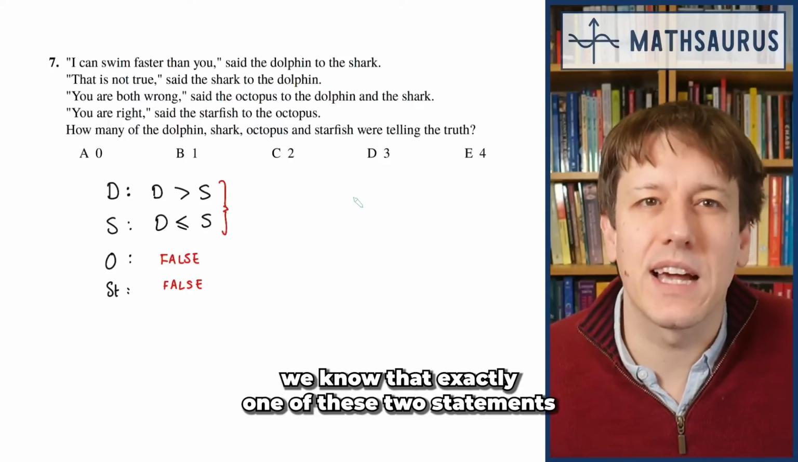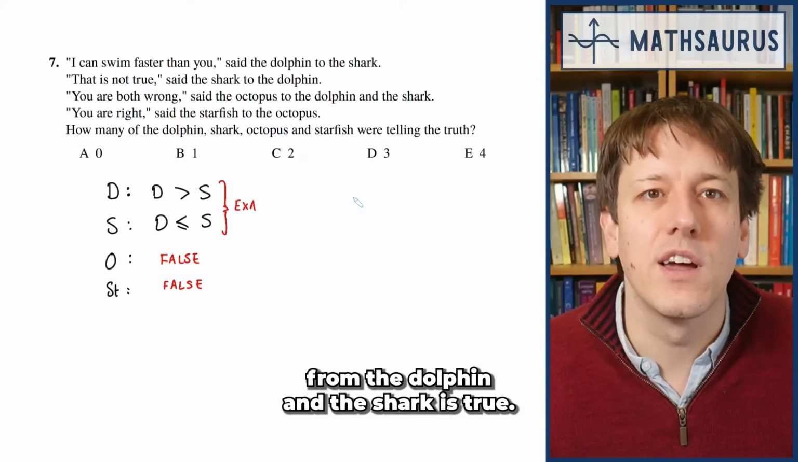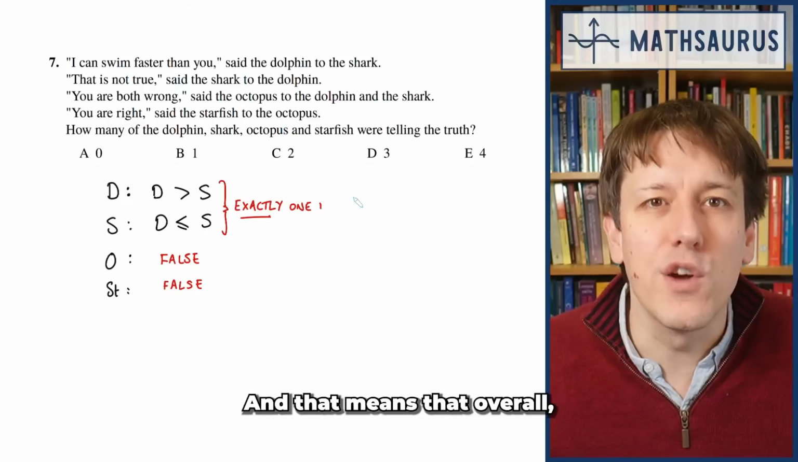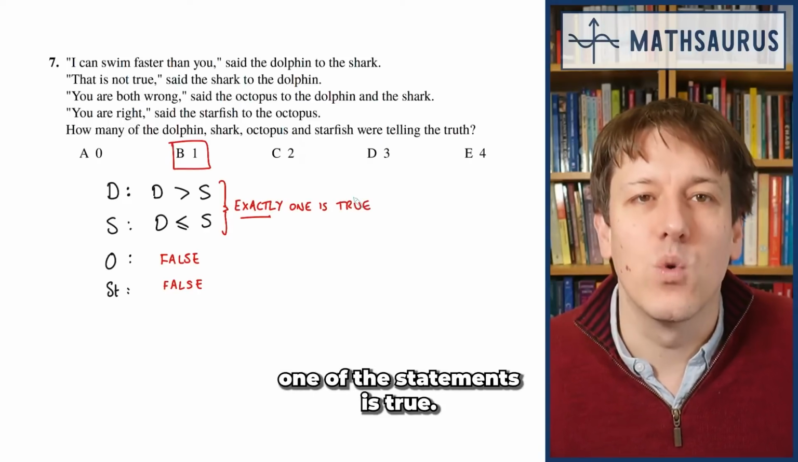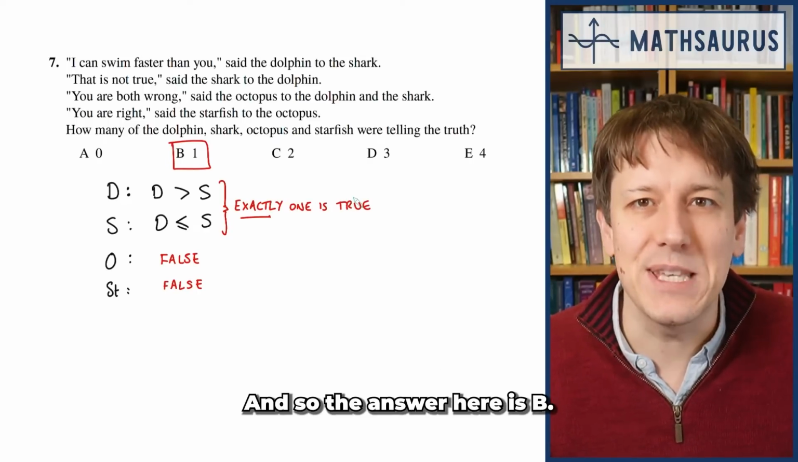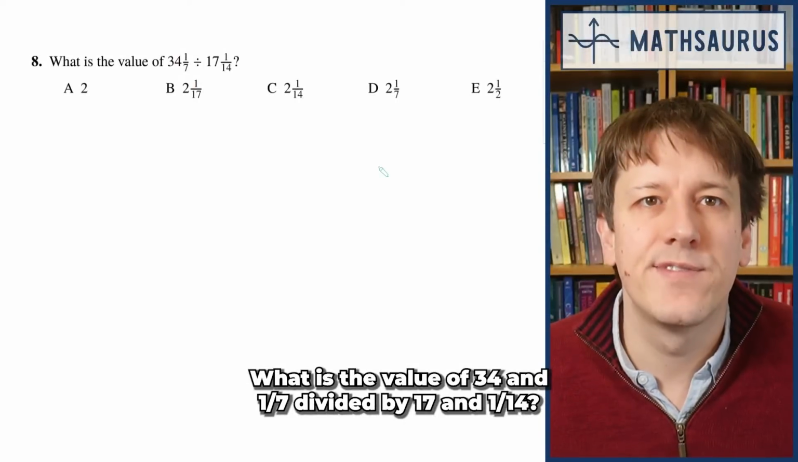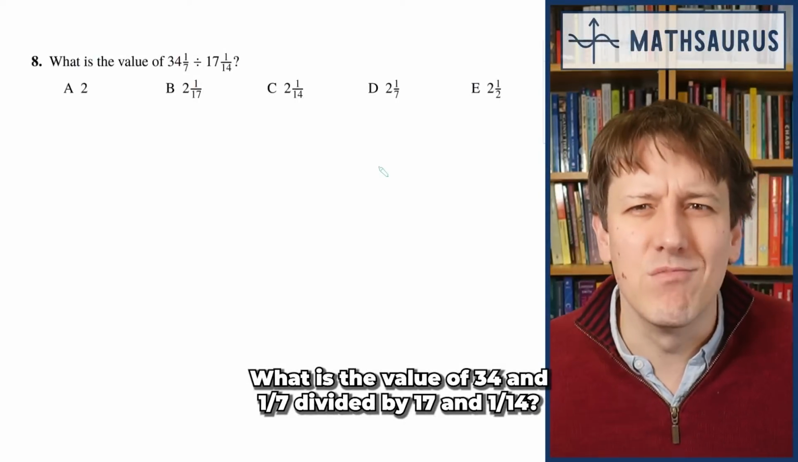And of course, we know that exactly one of these two statements from the dolphin and the shark is true, and that means that overall out of these 4 statements, exactly one of the statements is true, and so the answer here is B. What is the value of 34 and 1/7 divided by 17 and 1/14?